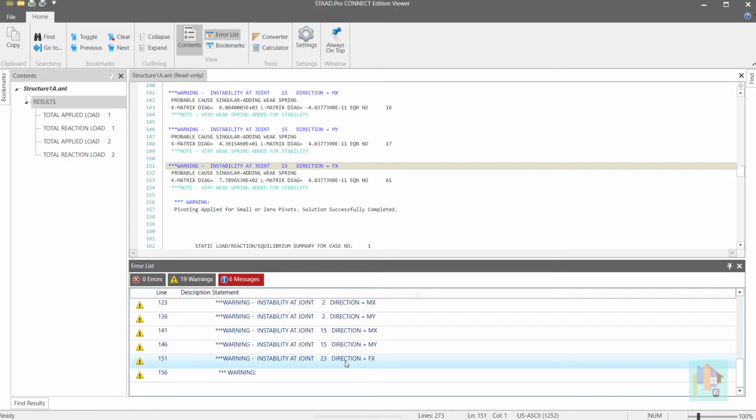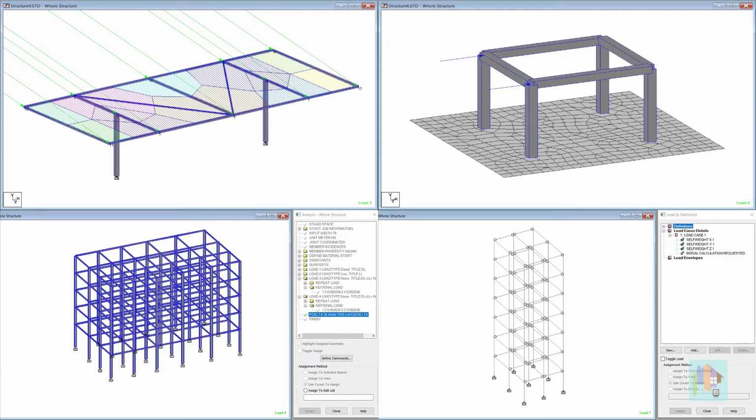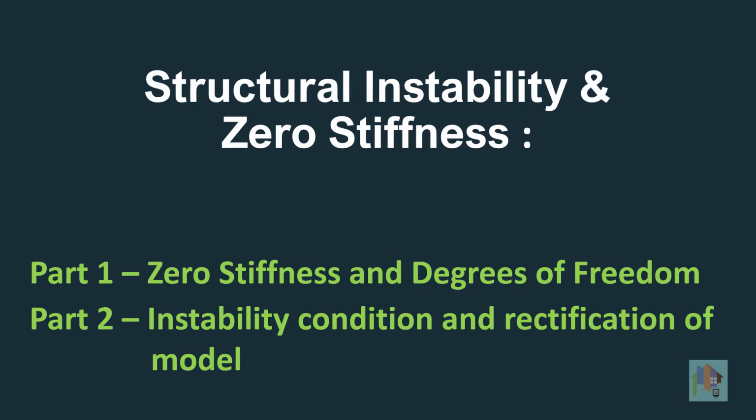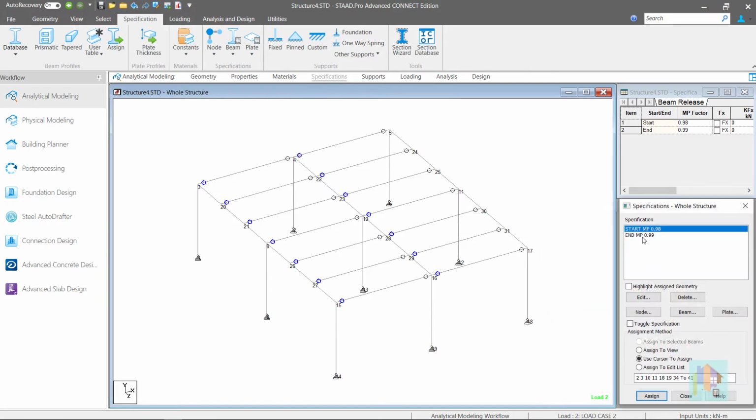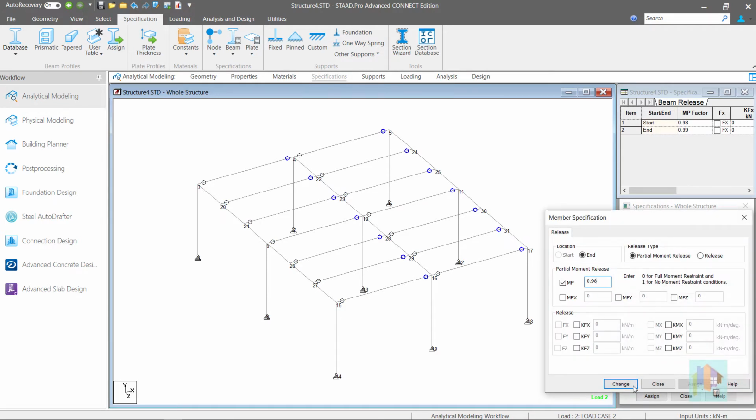Hi, my name is Surajit Ghosh, and in this video, I will discuss different reasons of instability and rectification techniques using multiple real project models. I have already covered the basics of zero stiffness and instability condition in the first two parts, including the impact on the structure and how member truss and release specification generates instability condition. Also, in the last video, I have discussed how we can gradually change the percentage of release to decrease the deflection and stabilize the model.